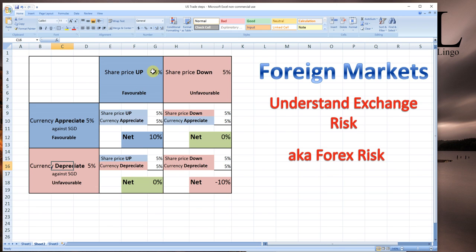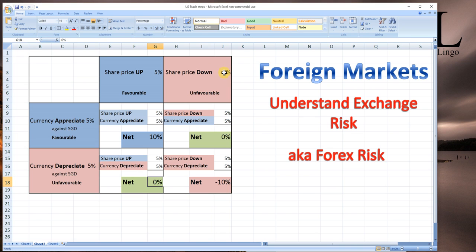So now for simplicity, we're going to assume a 5% change on the share price and a 5% appreciation and depreciation on the currencies. Okay, so in this first box here, we have a share price up by 5% and the currency appreciating by 5%. So when the investor sold all the shares, he probably noticed, wow, a 10% gain, when he actually made 5% gain on share price, because the remaining 5% comes from the currency exchange. Similarly, when the share price goes up by 5%, but unfortunately the currency depreciated by 5% during this time, you have probably gained nothing from this investment.